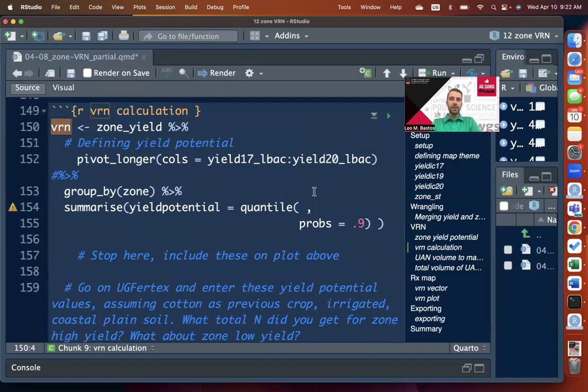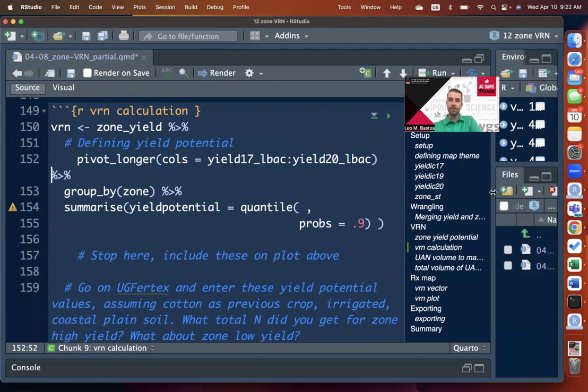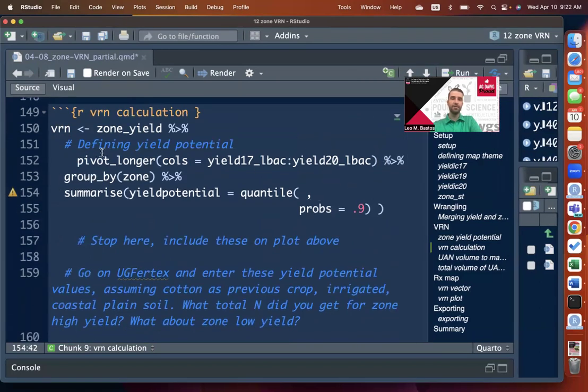So if you come back to the code, I will uncomment my pipe. If you had commented yours off, make sure you uncomment it so you let it flow to the next line. And then here in the quantile, we want to give the name of the column, which now is called value.